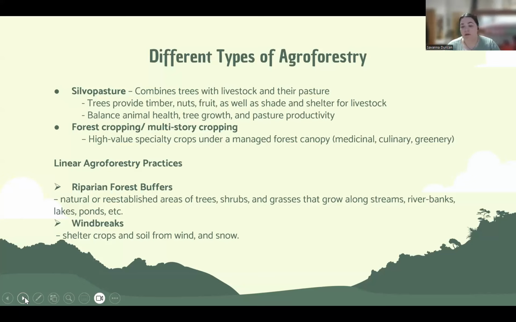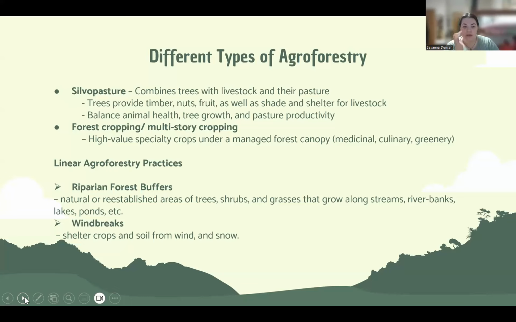Next, we have forest farming, like the example with the golden seal, also called forest cropping or multi-story cropping. It goes by a couple of different names for all the same thing, and it's exactly what it sounds like. It's the intentional cultivation of high-value specialty crops under a managed forest canopy. This can include things like medicinal herbs that we've seen, such as ginseng or golden seal, culinary herbs like mushrooms and ramps, decorative products like ferns, mosses, and floral greenery, and more.